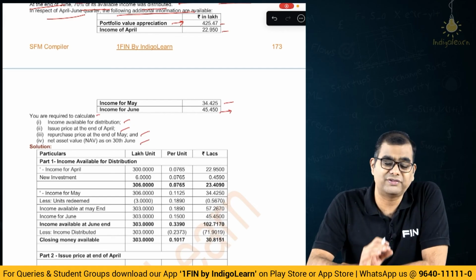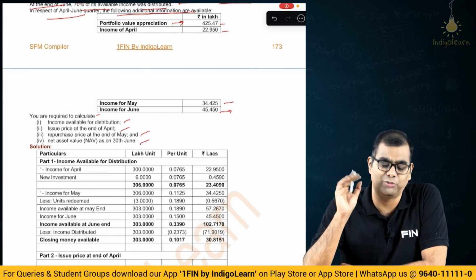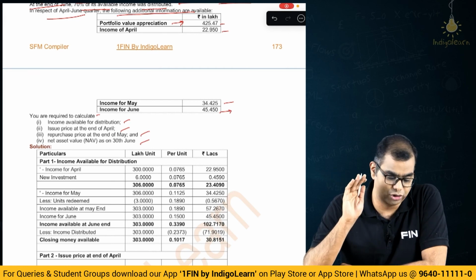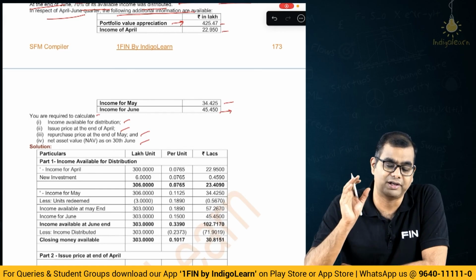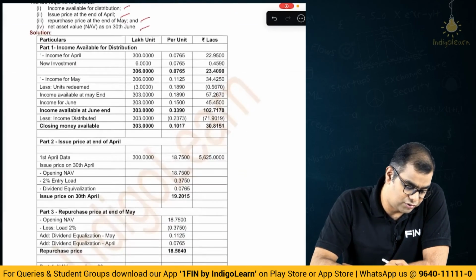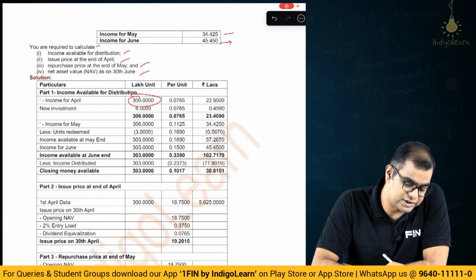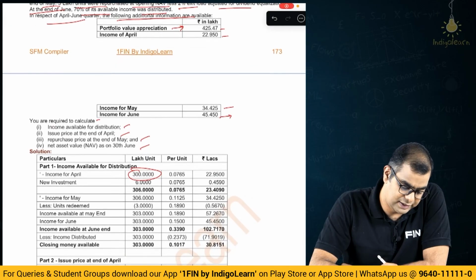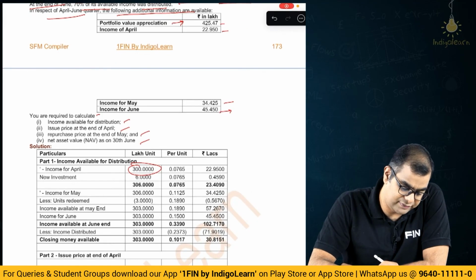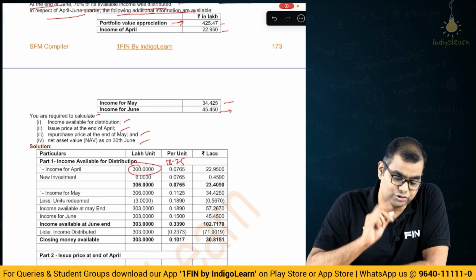Now, this is a question which is extremely format driven. Most of the questions in this mutual fund chapter, as I told you multiple times earlier, are format driven. If you get the format right, you will be able to answer it quickly. Okay. So, now first, what is the units that you had originally? The 300 lakh units. And what is the original NAV? This original NAV was 18.75. Okay. You shouldn't forget that.